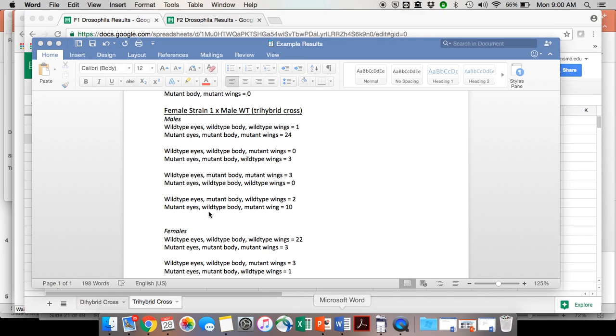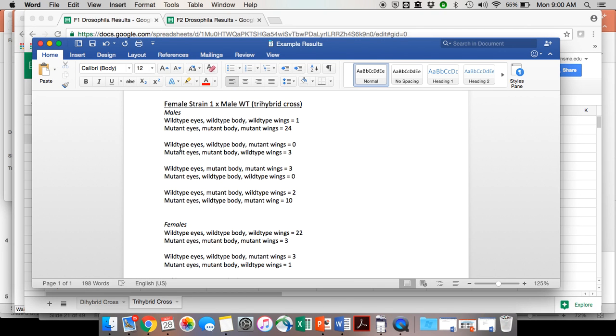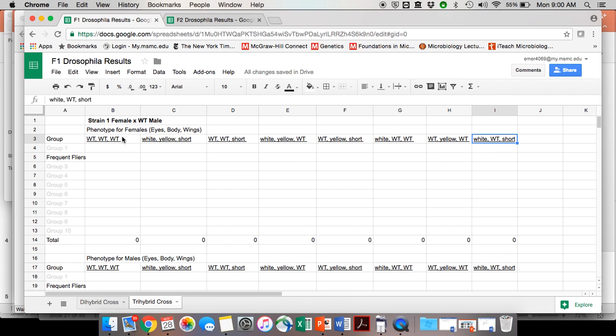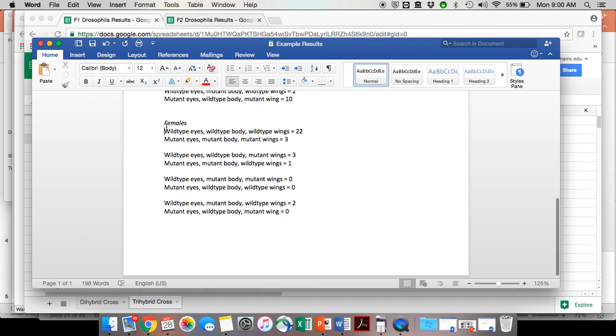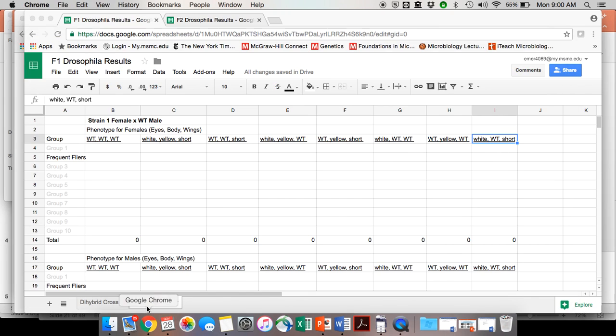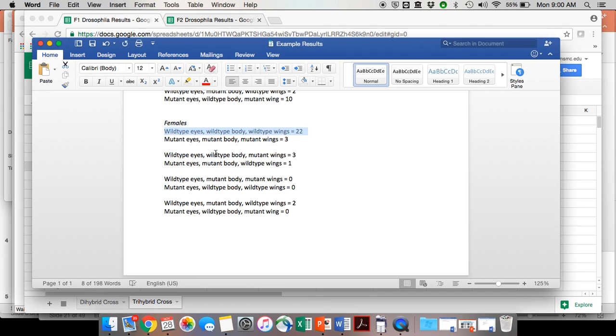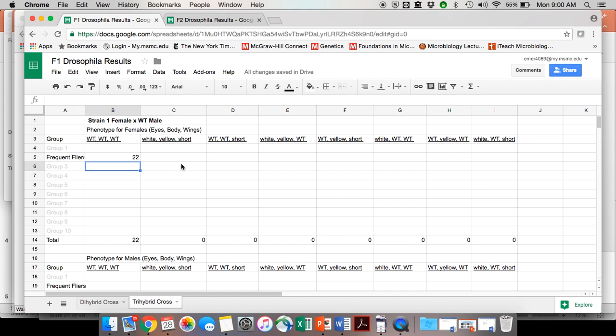So let's look at this data. We'll start with the females, which are on top here. So let's say we had 22 females who are wild type for eyes, body, and wings. So that would be here: wild type eyes, wild type body, wild type wings. We'd put 22 in there. If we then look at the reciprocal, mutant for all 3, let's say we had 3 of them, we would put in 3 here.